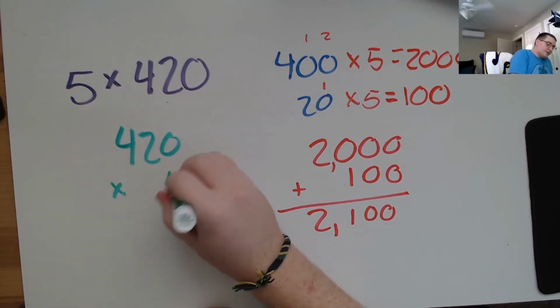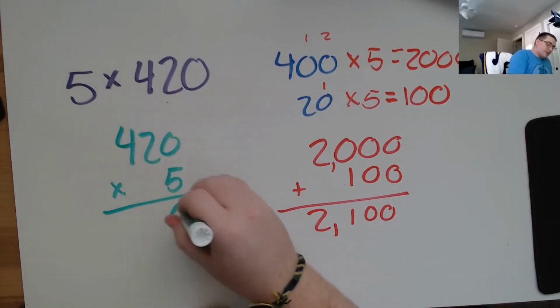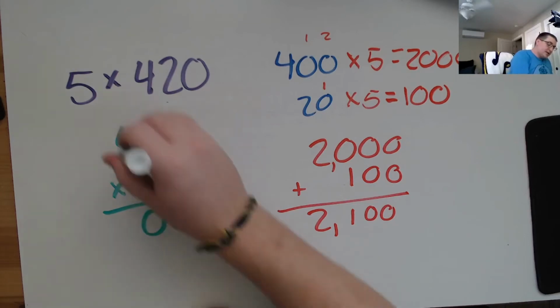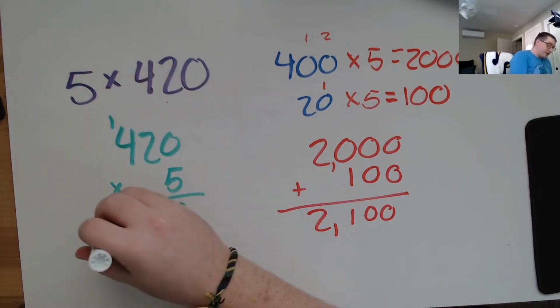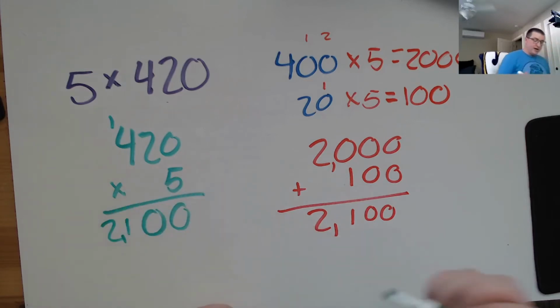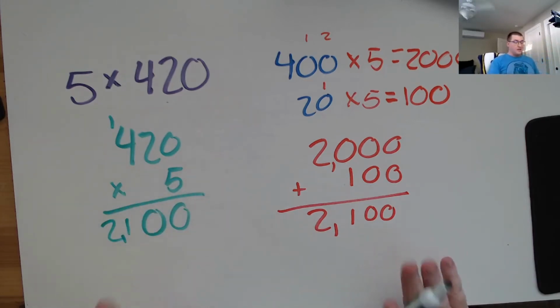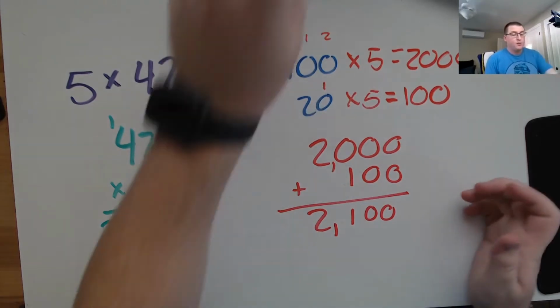420 times 5. 5 times 0 is 0. 5 times 2 is 10. Regroup that 1. 5 times 4 is 20 plus 1 is 2,100. So our answers match. We double checked it with another way, and we are good to go.